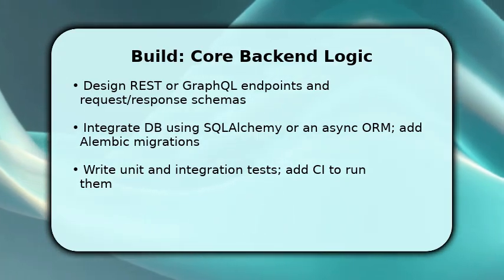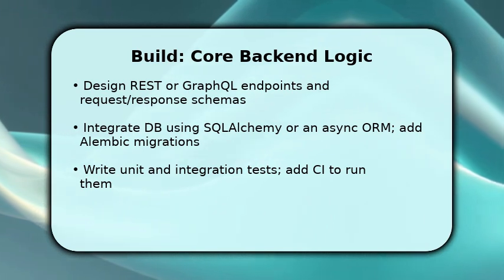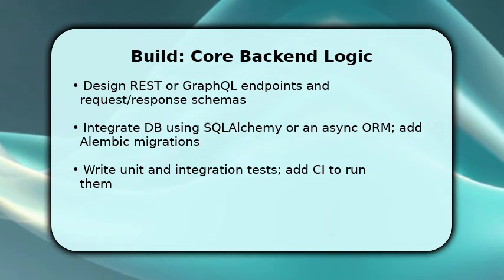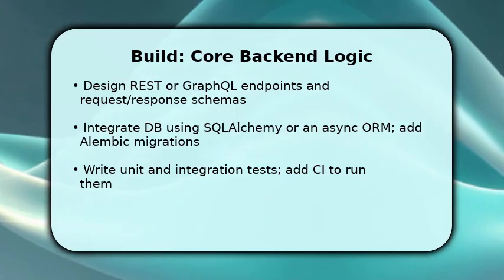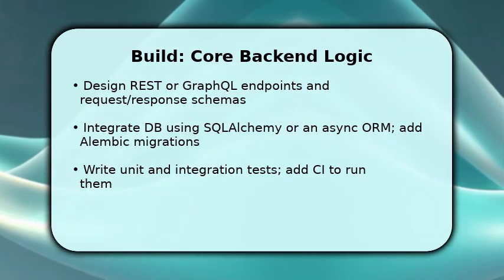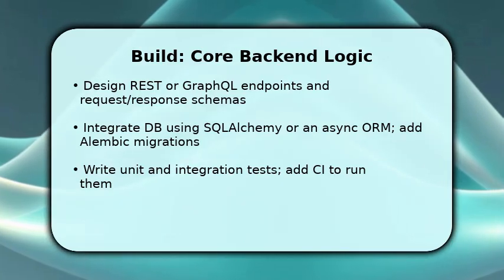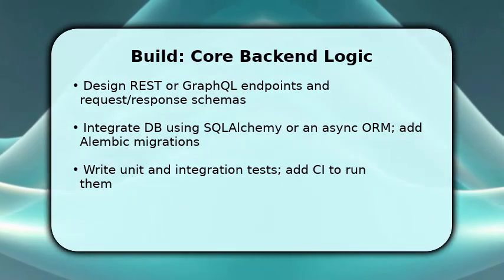Write unit and integration tests that exercise endpoints and DB transactions, and wire a CI pipeline to run those tests on each push. Once tests pass consistently, you can harden performance and add caching.